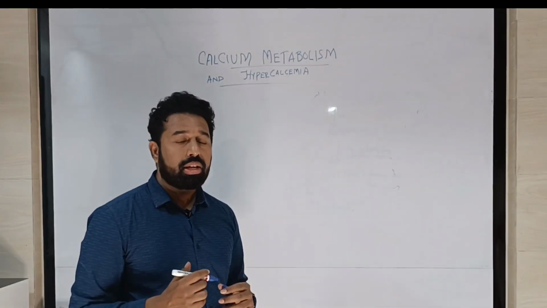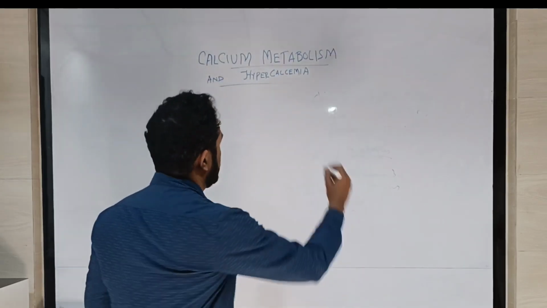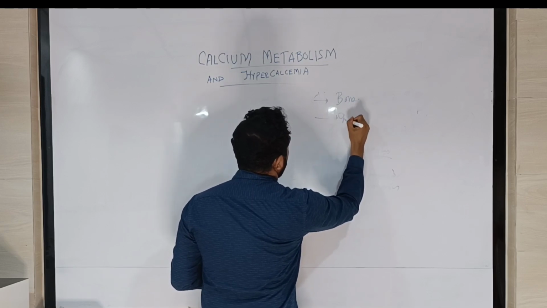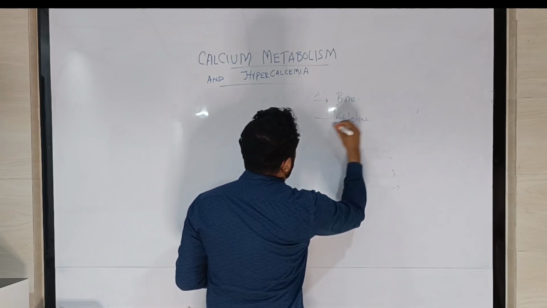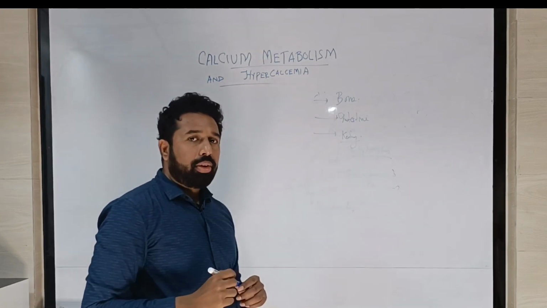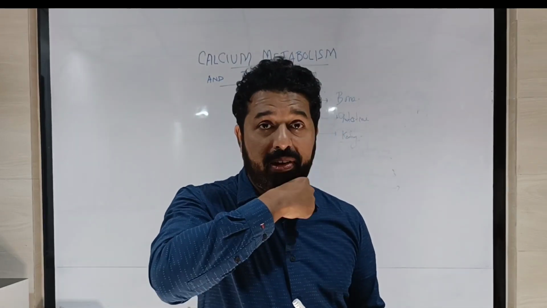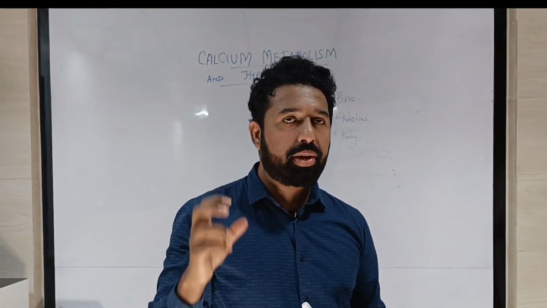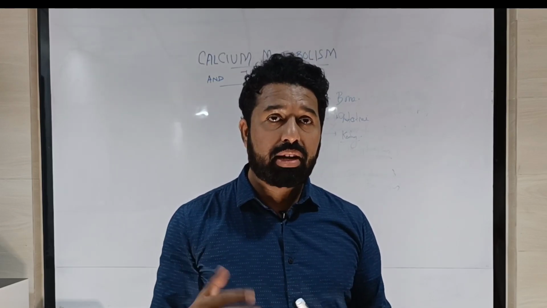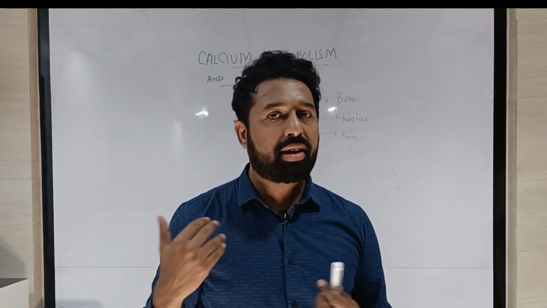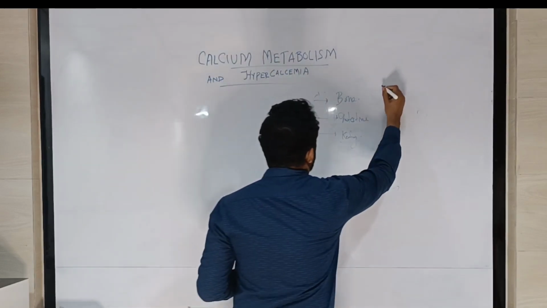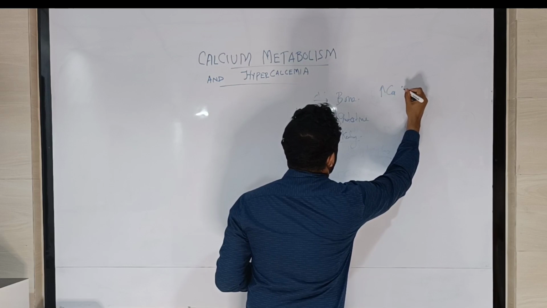Now I'll tell you the action of vitamin D on three different parts: first the action of vitamin D on the bone, then on the intestine, and then in the kidney. In the bone, both 1,25-dihydroxy cholecalciferol and parathormone activate the RANK ligand. It causes a RANK ligand-RANK interaction, as a result of which osteoclasts are activated, which causes increased calcium and phosphate. So the net effect in the bone is increased calcium and increased phosphate.